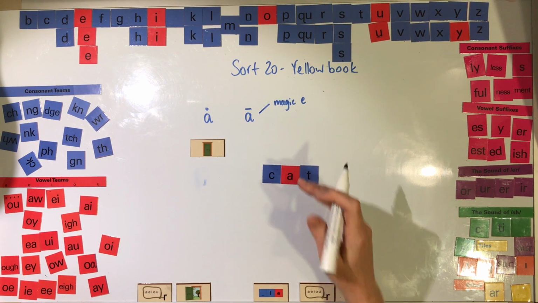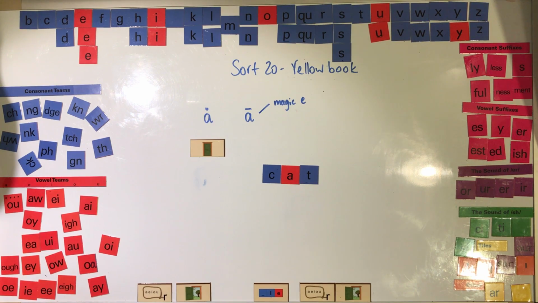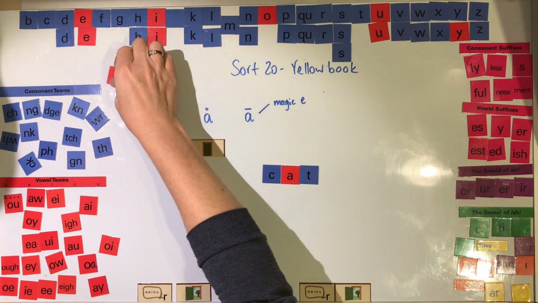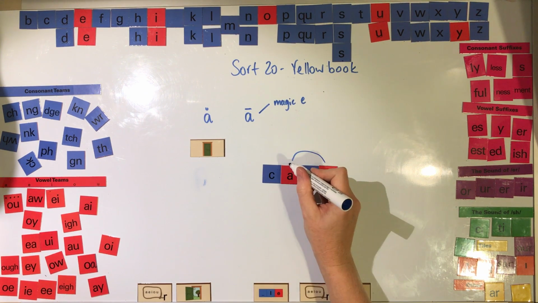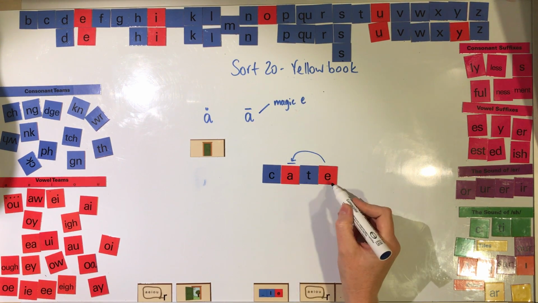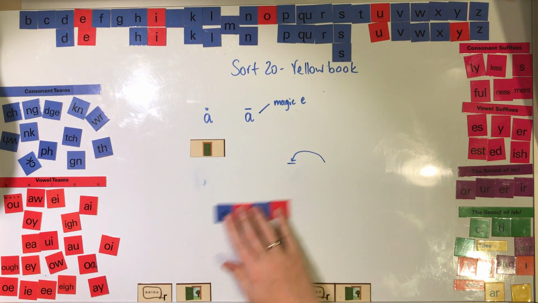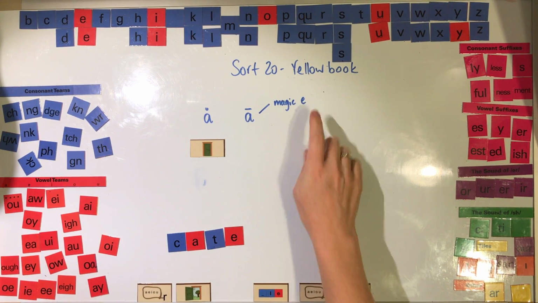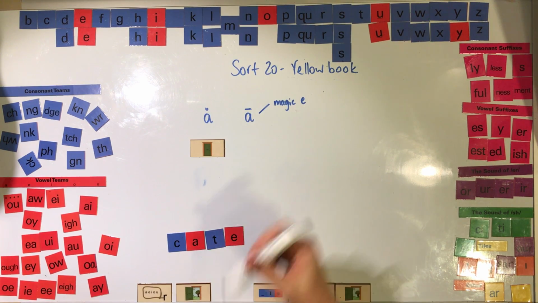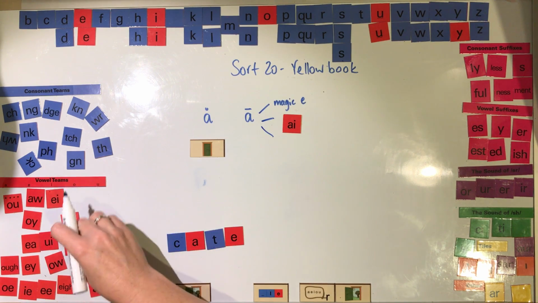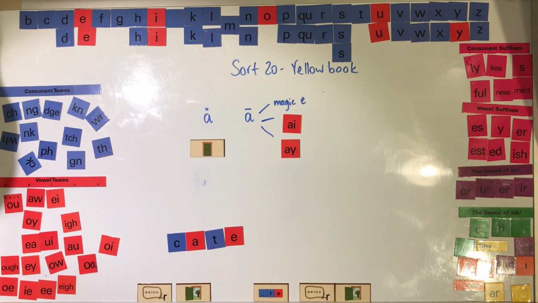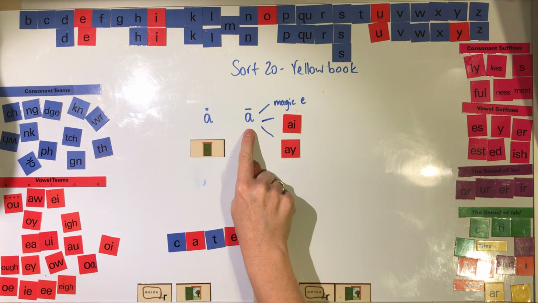How do we make it say A? We make it say A by adding magic E. Now, E doesn't say anything. It just makes A say its long sound. So we now have Kate. So, magic E is one way we can get A to say its long sound. We can also use AI or AY. So two vowel teams. We can use magic E, vowel team AI, vowel team AY to make our A sound.